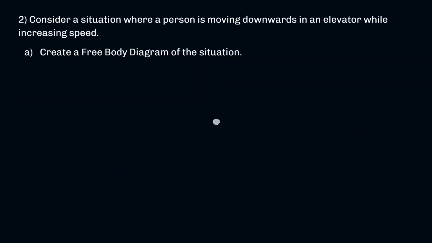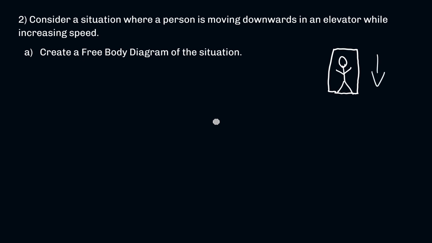All right, so for example number 2, we have consider a situation where a person is moving downwards in an elevator while increasing speed. So let me first off just draw my little person in the elevator here, just so we can visualize what's happening. So obviously they're going to be in contact with the ground, and there's my elevator and it's moving downwards.